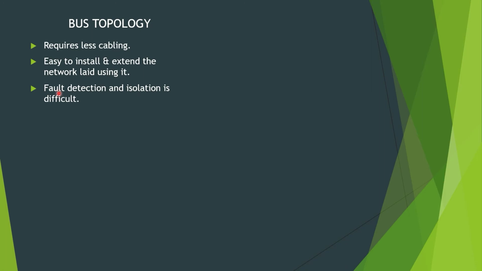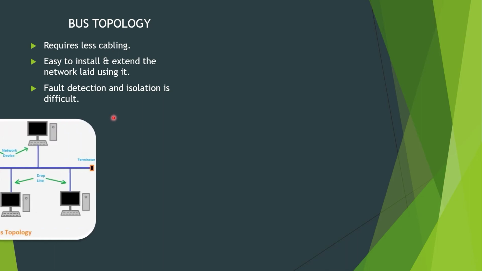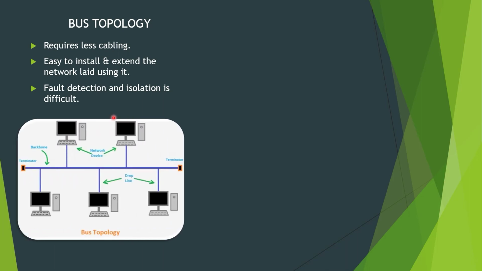In bus topology, fault detection and isolation is difficult. Fault detection is basically the process of finding where the actual fault is happening, and isolation means that a node remains separate from the other nodes. But in the bus topology, a message sent to one node will be transmitted to every node, so it becomes difficult for a computer to have isolation. Here is another example of bus topology.